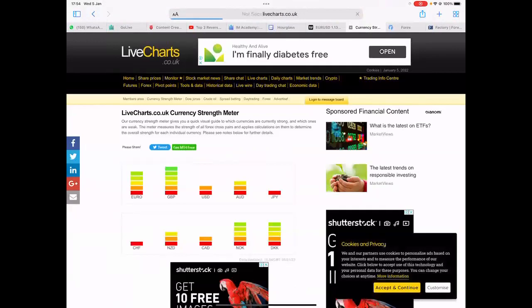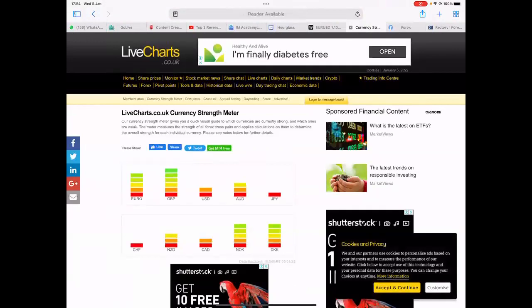Right now, Euro USD is good. GBP USD is good. But AUD USD is not good. USD JPY is not good because they are all low. And it's always high versus low. Now, in this case, how do you know what is high and what is low?